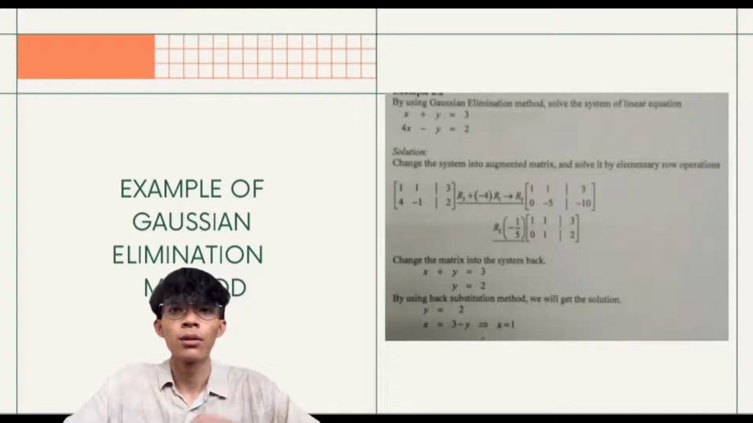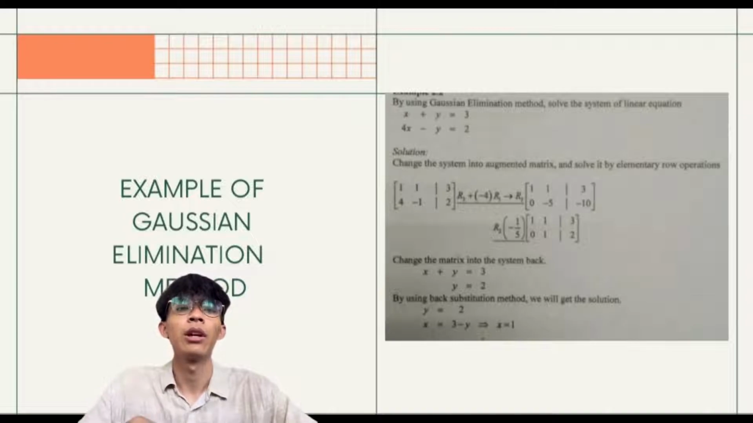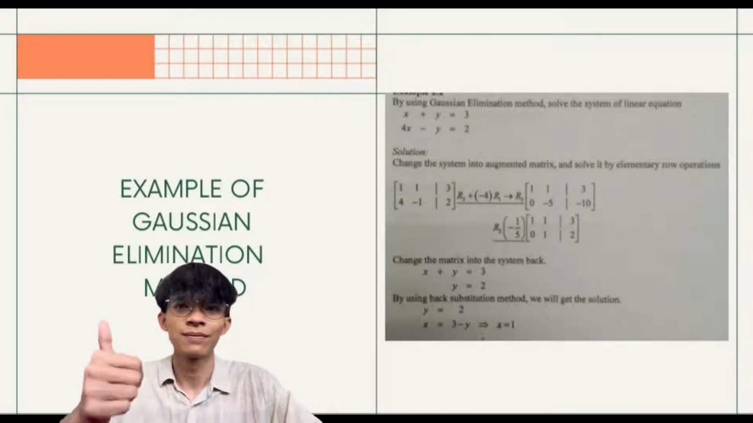So first of all, row 2 plus negative 1 times row 1 gives the new row 2. Next, row 2 multiplied by negative 1 over 2, and we get this. Then, change the matrix back into the system. So we get x plus y equal to 3 and y equal to 2. By using the back substitution method, we get the solution y equal to 2 and x equal to 1.